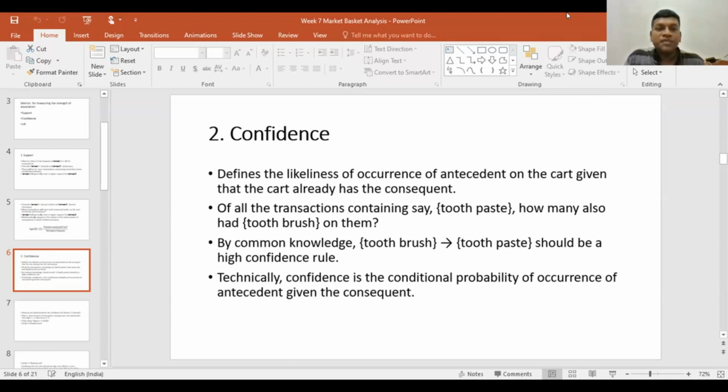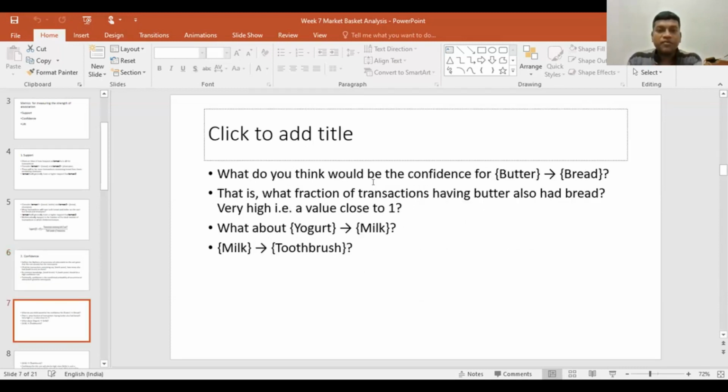So where was I? Okay. Confidence is the conditional probability of A given B, which is mathematically defined as probability of A and B divided by probability of B. So let's say, what do you think would be the confidence for butter and bread? Because these things are commonly purchased together, you would imagine that the value would be close to 1, because they both get purchased simultaneously. It would be very close to 1. What about yogurt and milk?